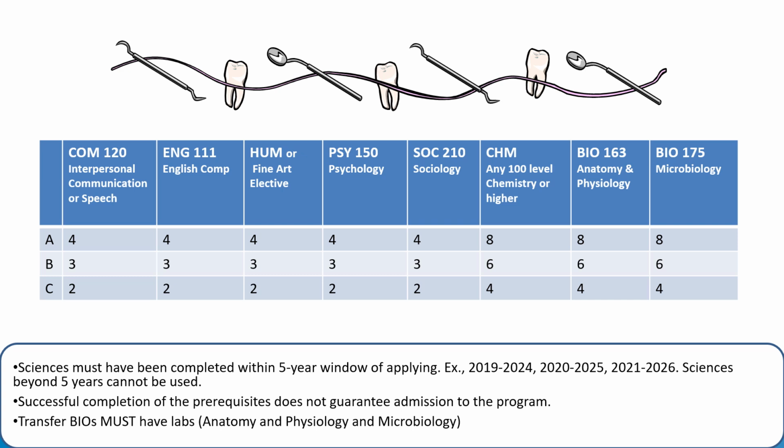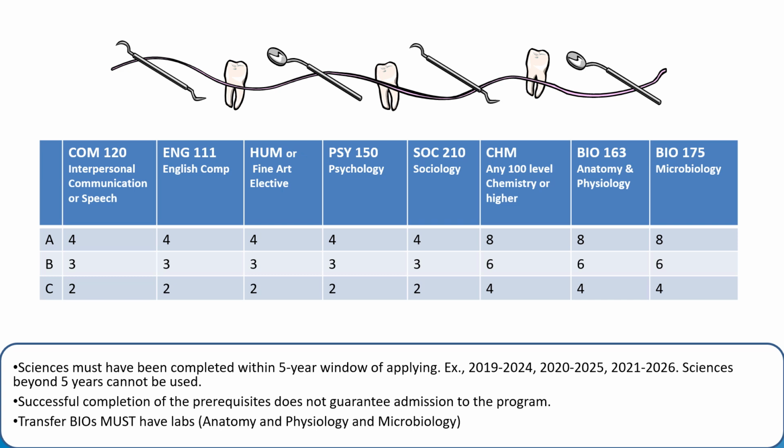We award points for a humanities or fine art elective. Examples of those courses include art, music, religion, philosophy, and humanities classes. We award points for psychology, introduction to psychology or general psychology. We award points for sociology. We award points for any 100 level chemistry or higher.